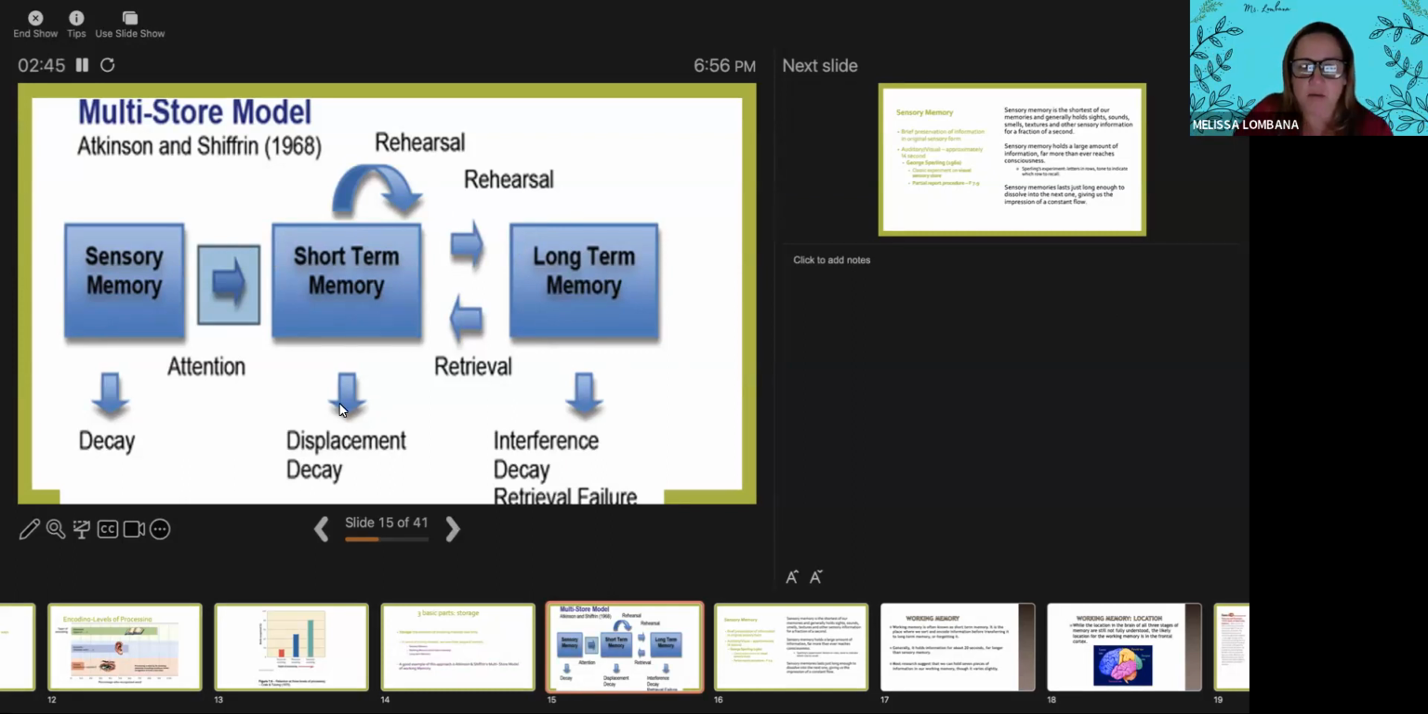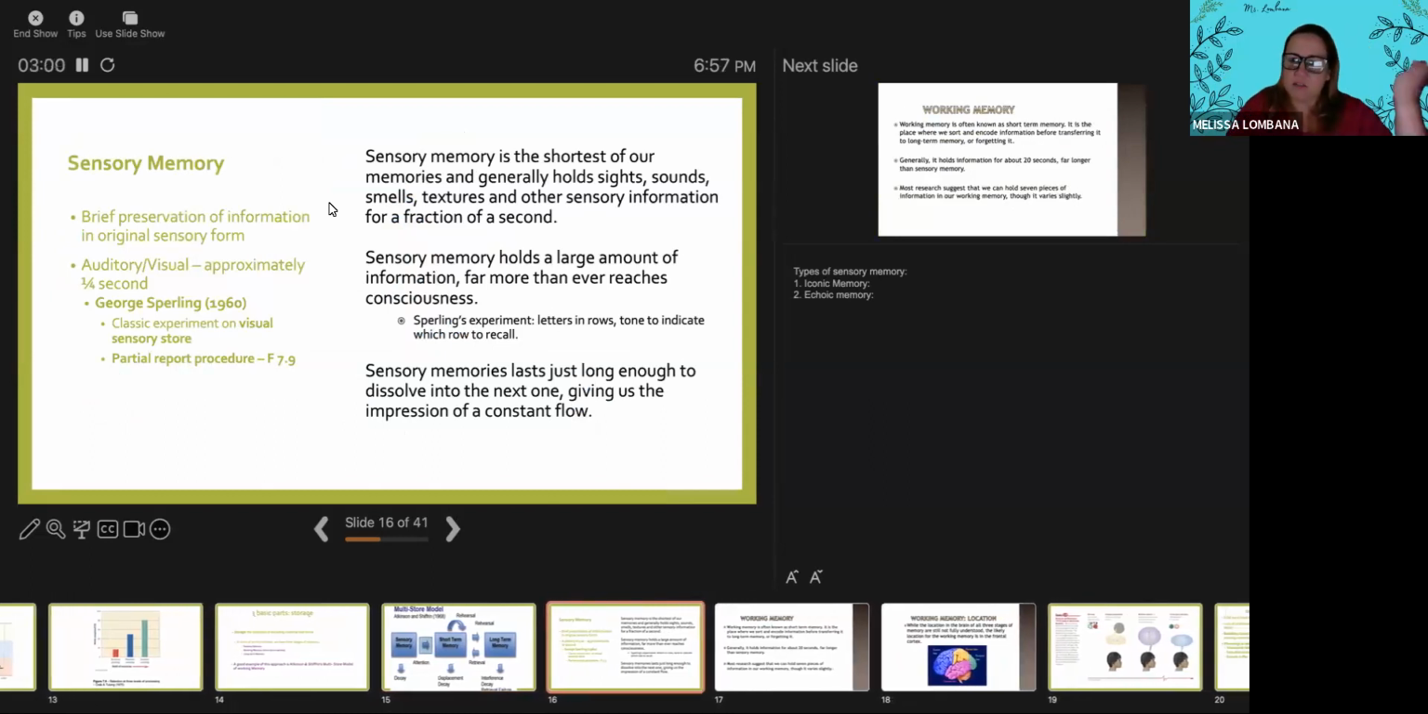Once you've made this little model, the first subtopic under the multi-store model is going to be your sensory memory. That's the first one that information comes in through. Our senses take in this information from our world, and it lasts only a few seconds. This information goes to the brain, and if we do not pay attention, then it's going to disappear completely.